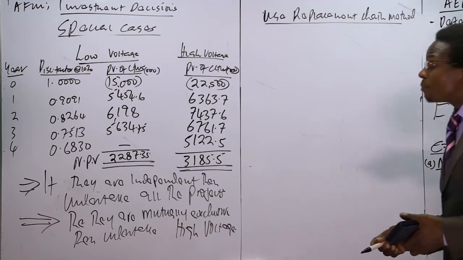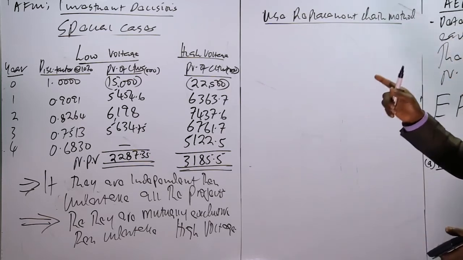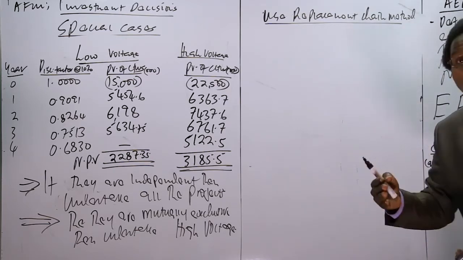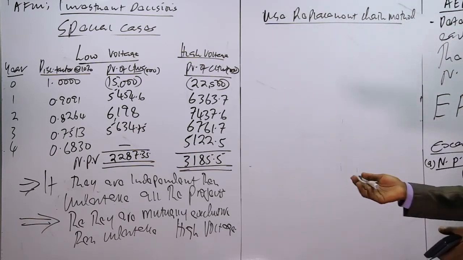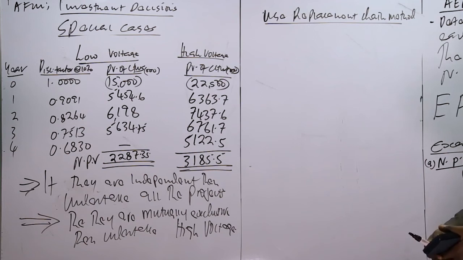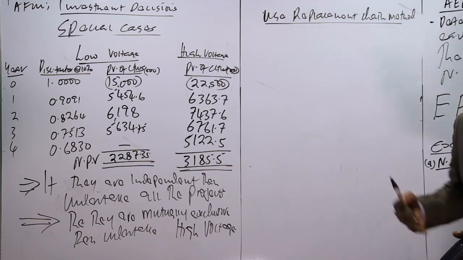In the replacement chain method, one project is 3 years and the other is 4 years. So we make the one with 3 years, we give it a multiple of 3. If you use LCM, 3 by 4 is definitely 12 years. So we have to give it a multiple of 3 up to 4 years.